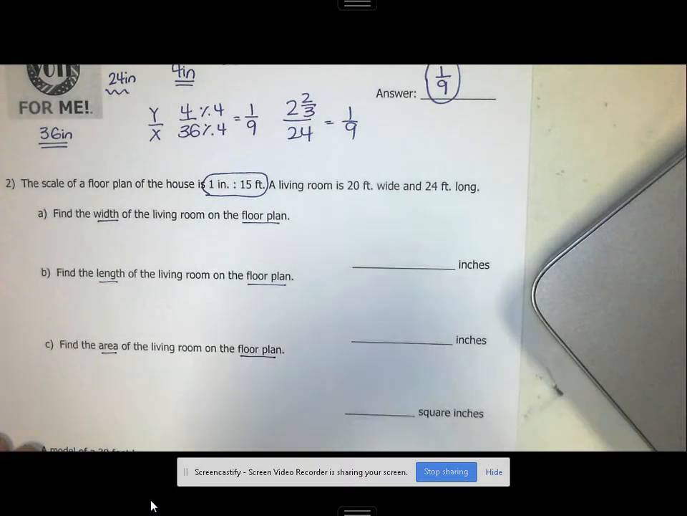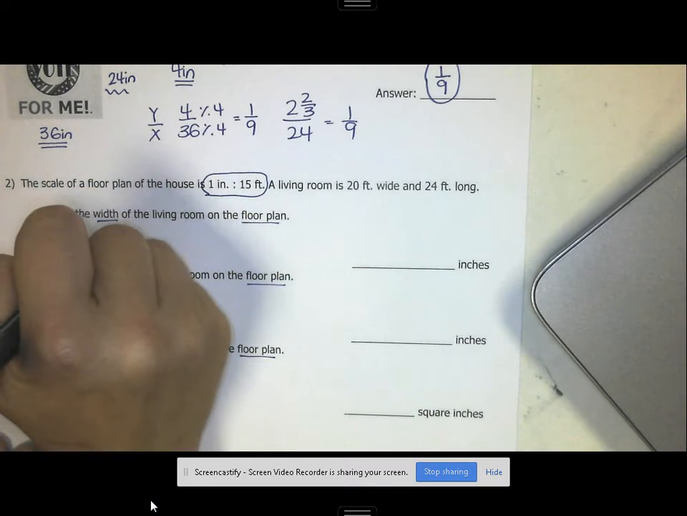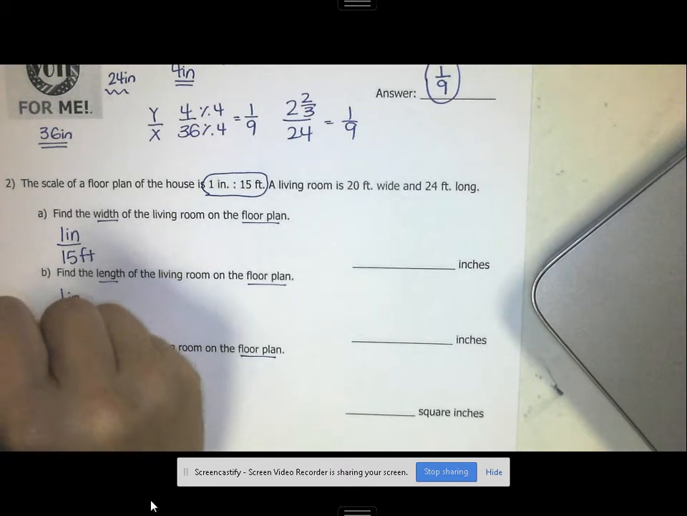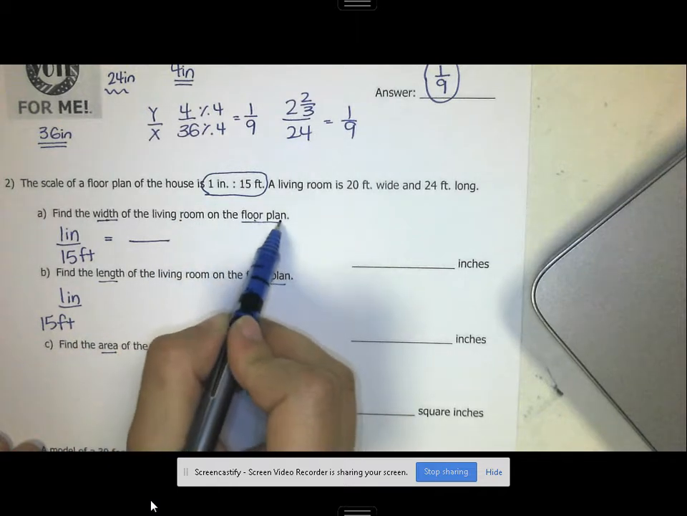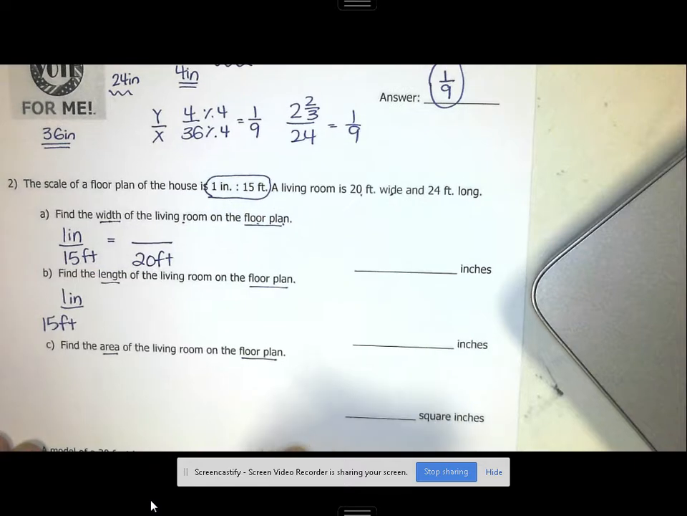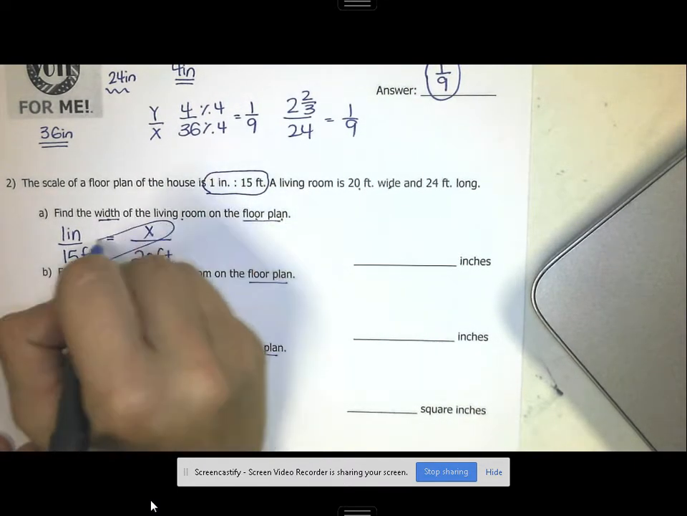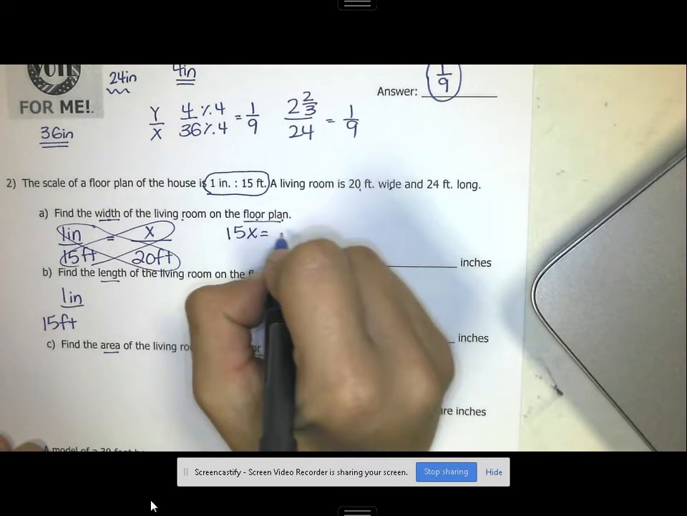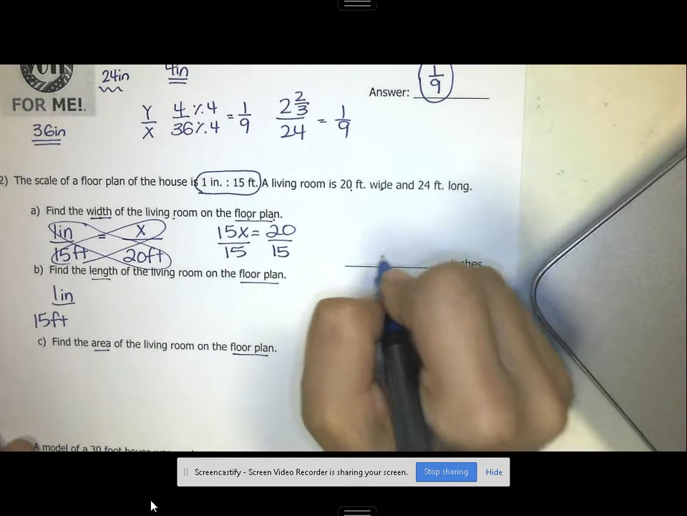So I'm going to use this ratio they told me. Every 1 inch on the floor plan is 15 feet in real life. And then they told me to find the width of the living room on the floor plan. In real life, the width is 20 feet. So I'm going to put an unknown for the width of the living room on the floor plan, and I'm going to solve by cross multiplying. And I get 15x equals 20 times 1. I divide both sides by 15, and I get x is 1 1/3.